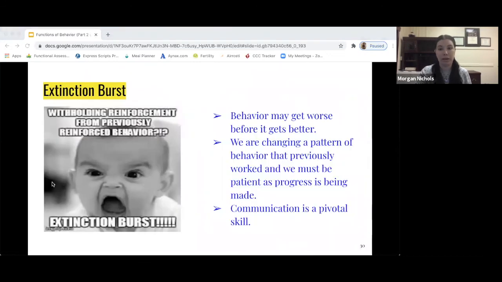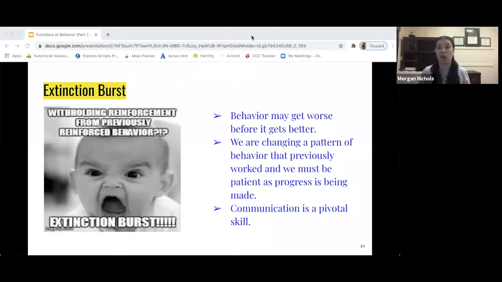I do want to point out that there will be something called an extinction burst. That's basically explaining that the behavior is going to get worse before it gets better. The reason is that you're putting these boundaries into place that the kid has never really come across before, so they're very confused and they're like, I'm going to push back against these boundaries, right? And I feel like we've all seen this before. We've experienced this as parents.